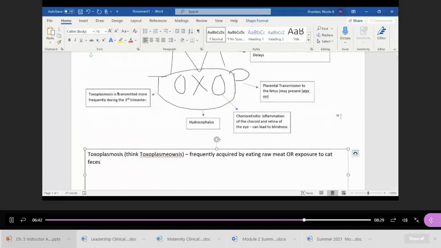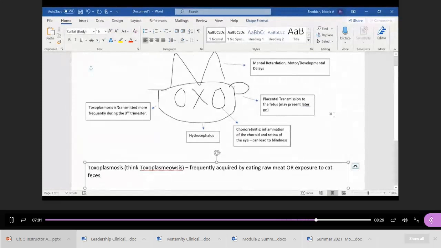So in your pregnant women, the symptoms can be vague. They can experience body aches and headaches, fatigue and sore throat. But when that woman becomes infected with toxoplasmosis, that parasite invades the placenta and the fetus is infected for life. So remember, it is transmitted via the placenta. It's transmitted more frequently during that third trimester.